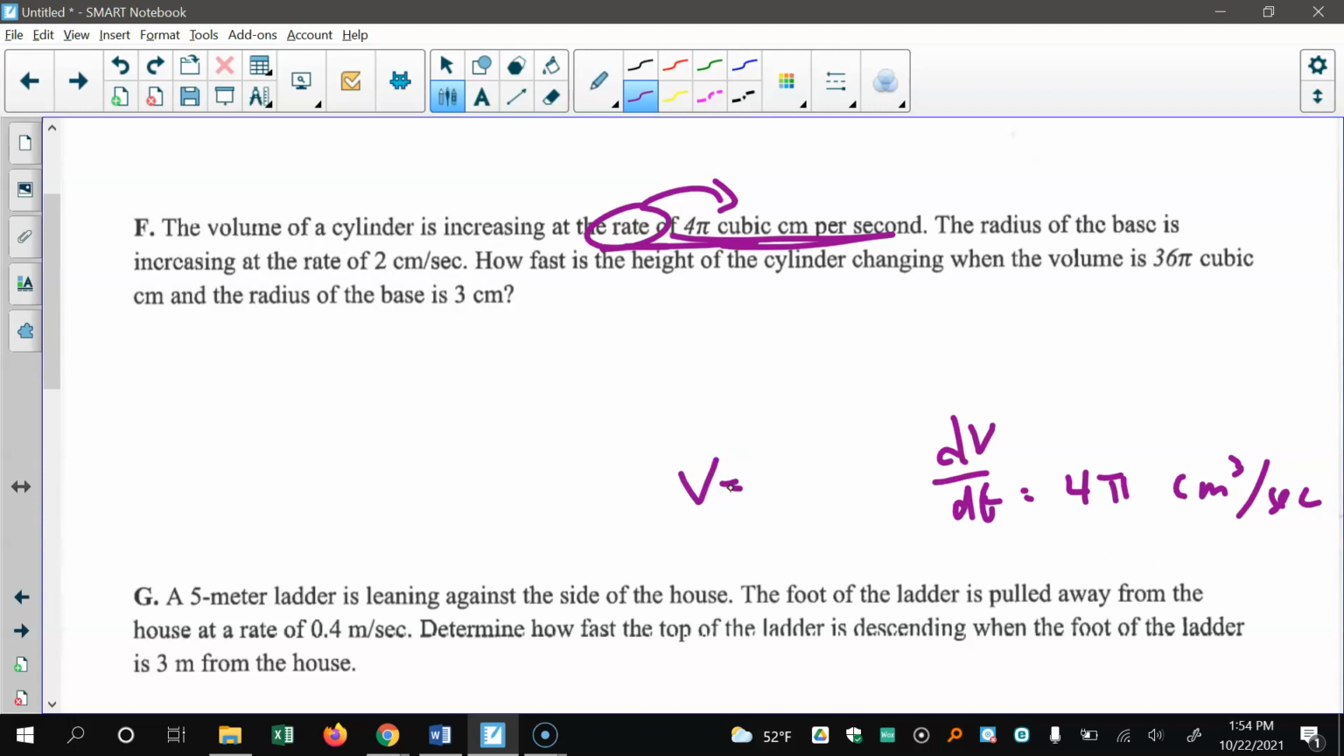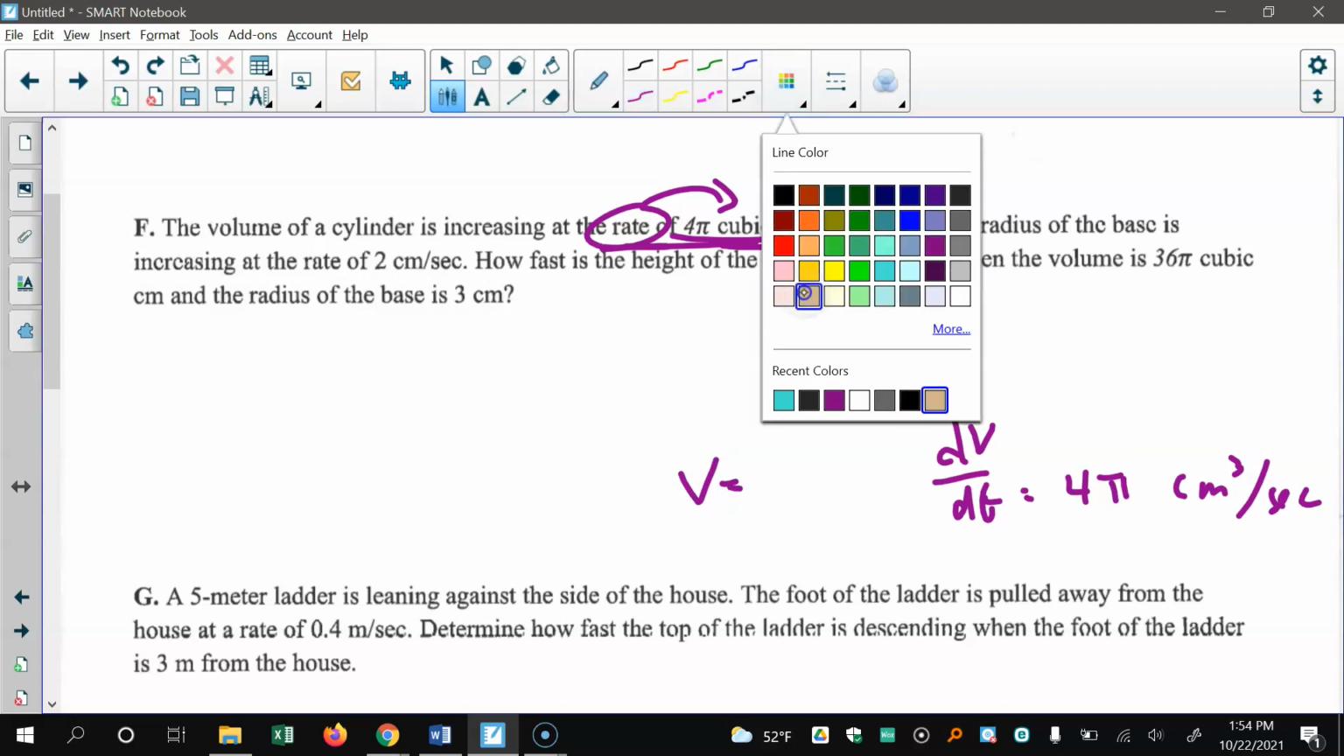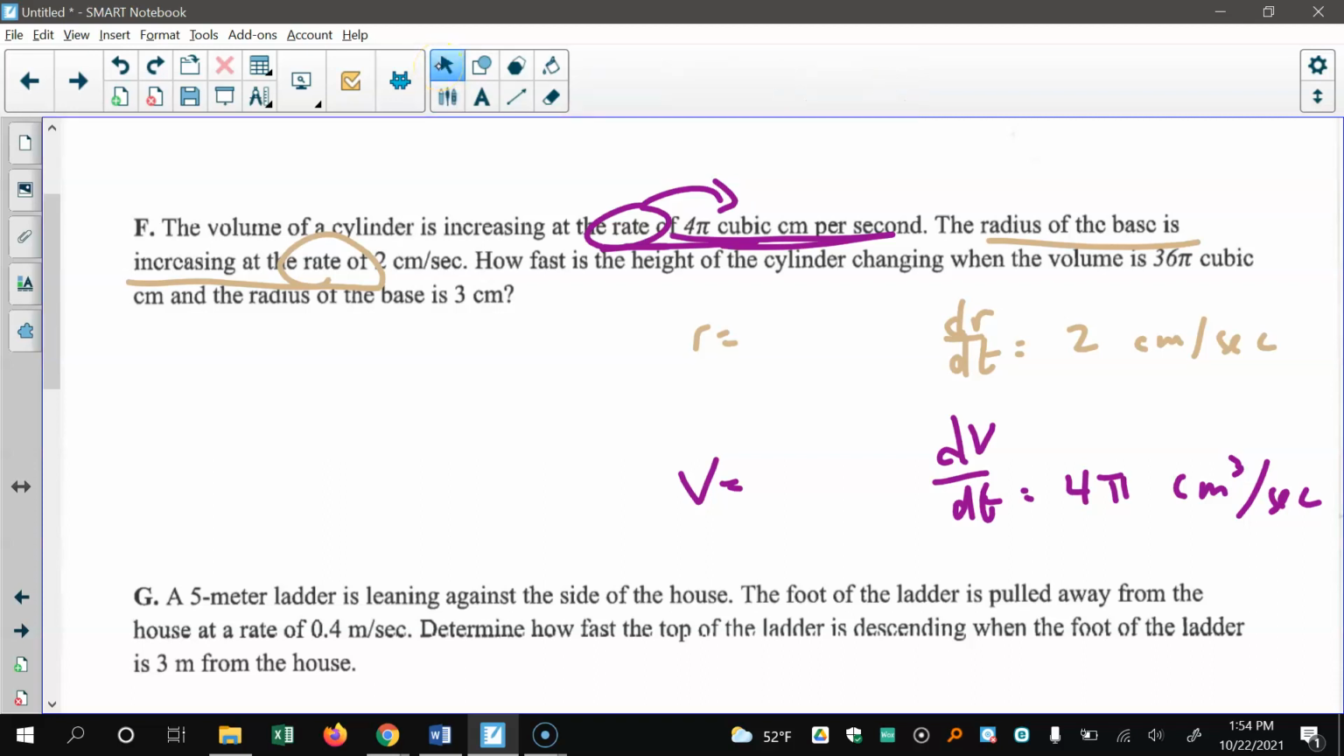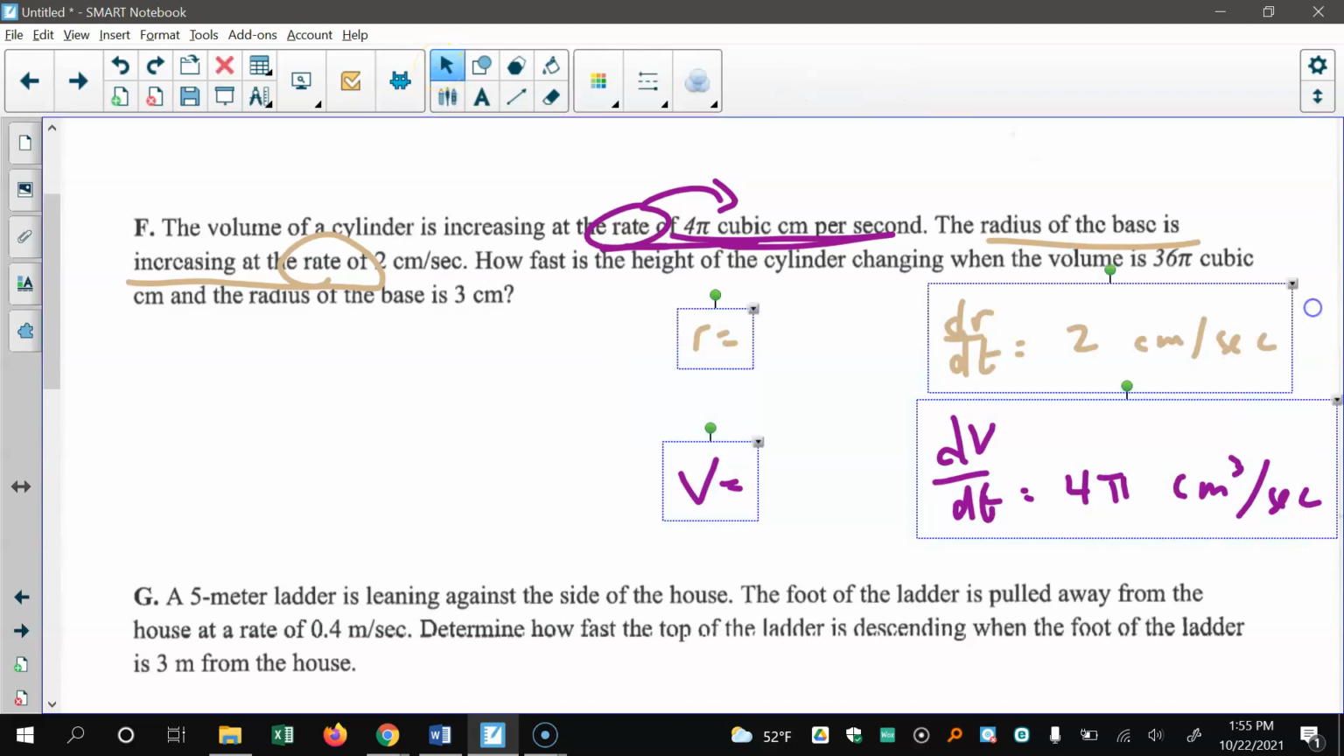The radius of the base, okay, we got another radius here, this time is increasing at a rate of 2 centimeters per second. So let's go and do a dr/dt for the rate of the radius, and we got 2 centimeters a second. But we'll probably have a radius here at some point, so let's put our r value. How fast is the height of the cylinder changing? What? The height? Oh my gosh, we have another variable here. What am I gonna do with myself?